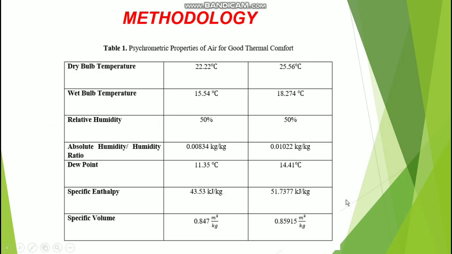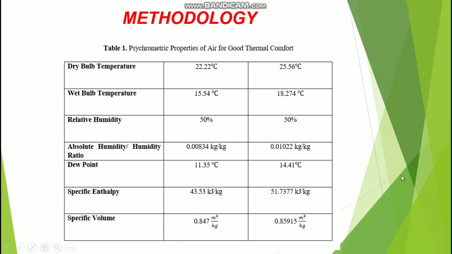Table 1 presents the psychrometric properties of air for good thermal comfort. So for the dry bulb temperature ranging from 22.22 degrees Celsius to 25.56 degrees Celsius and relative humidity of 50%, these are the values of the wet bulb temperature, absolute humidity or humidity ratio, dew point, specific enthalpy, and specific volume.